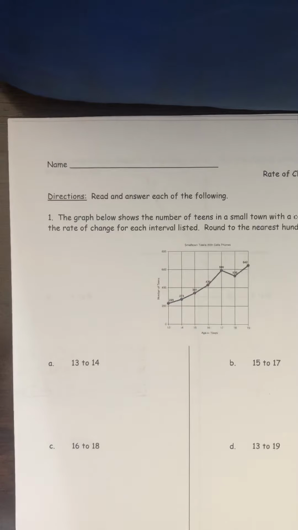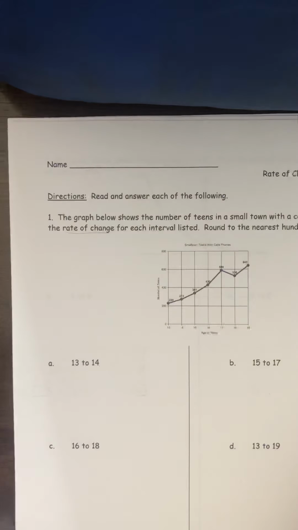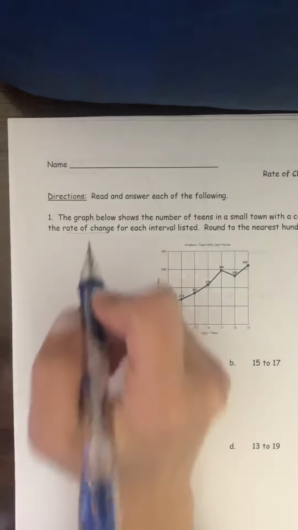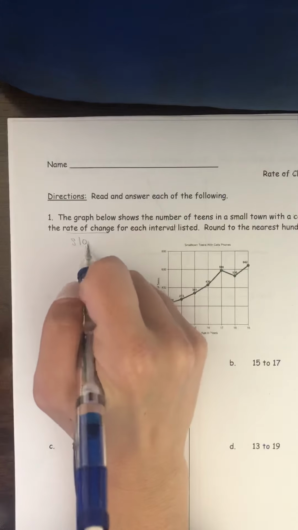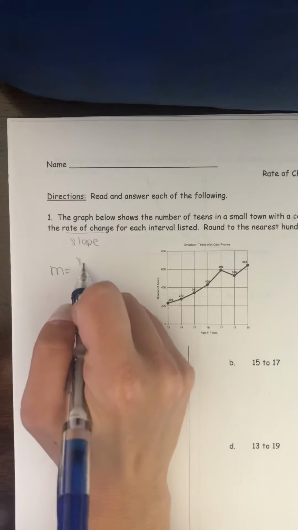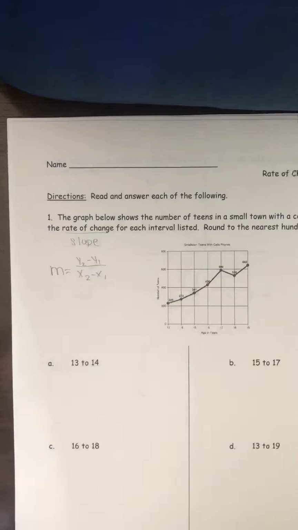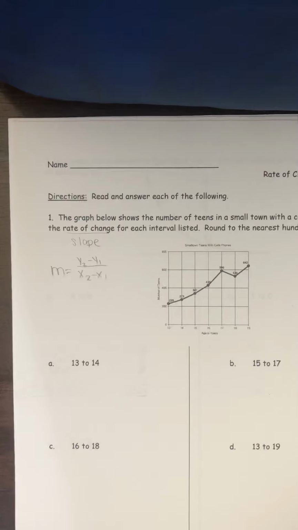The graph below shows the number of teens in a small town with a cell phone. Find the rate of change for each interval listed, round to the nearest tenth. Remember, whenever you see rate of change, think slope, and you have to remember the formula, y2 minus y1 over x2 minus x1. It's not a big deal what order you subtract in. Just remember it's y's over x's, and you got to go from the same point to the same point.